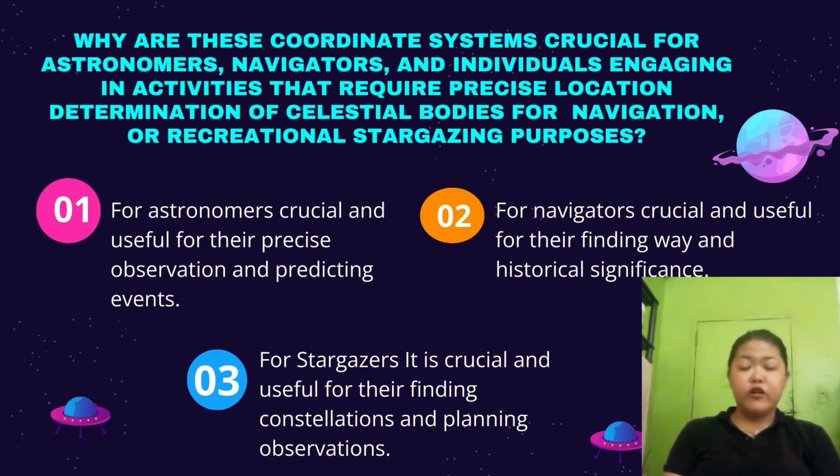So, why are these coordinate systems crucial for astronomers, navigators, and individuals engaging in activities that require precise location determination of celestial bodies for navigation or occasional stargazing purposes? So, ang azimuth ug altitude coordinates are crucial for astronomers, navigators, and stargazers because they provide a universal language for describing the position of celestial objects.